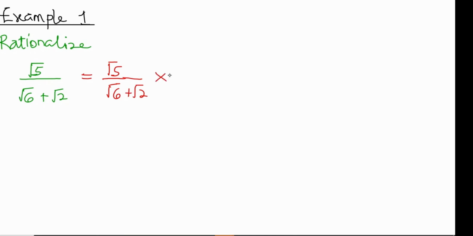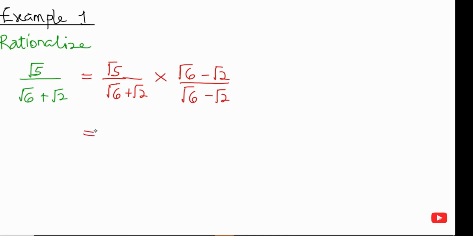So multiply by square root of 6, and we are going to change the sign in between these two surds to its opposite sign. That becomes minus square root of 2, and the next step is to divide by square root of 6 minus square root of 2. Once we're done with this, then we are done rationalizing this surd.